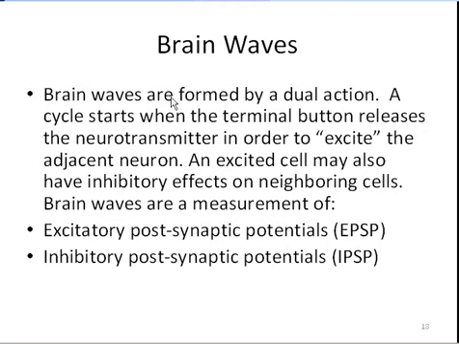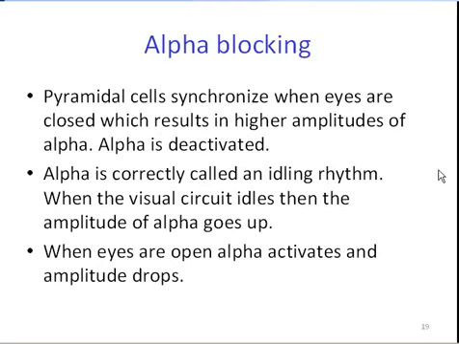Brain waves are formed by a dual action. A cycle starts when the terminal button releases the neurotransmitter in order to excite the adjacent neuron. An excited cell may also have inhibitory effects on neighboring cells. Brain waves are a measurement of excitatory postsynaptic potentials and inhibitory postsynaptic potentials.